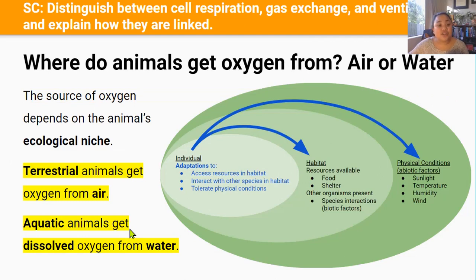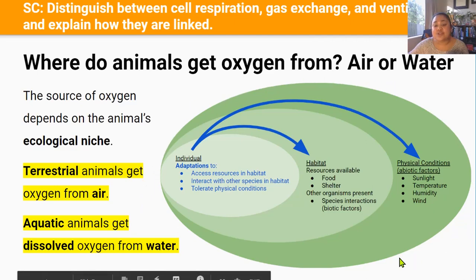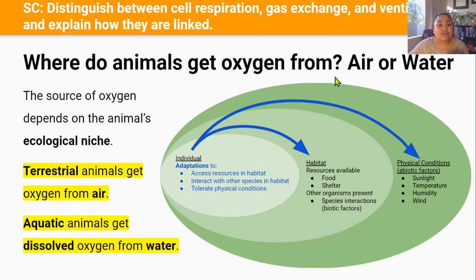The source of oxygen for aerobic cellular respiration depends on the animal's ecological niche. So remember back to this diagram I showed you guys when we did the 2.6 internal. Remember that ecological niche is the functional position an organism has in its environment, the environment being the habitat, the resources in this habitat, and also the physical conditions. In terms of this habitat and the resources in it, the resources we're talking about in this standard is oxygen.